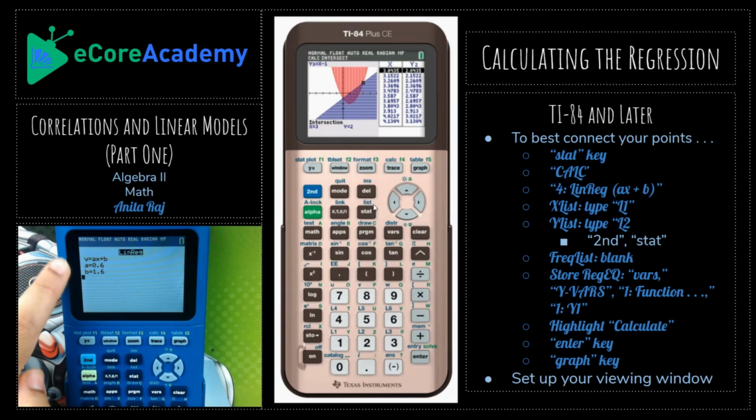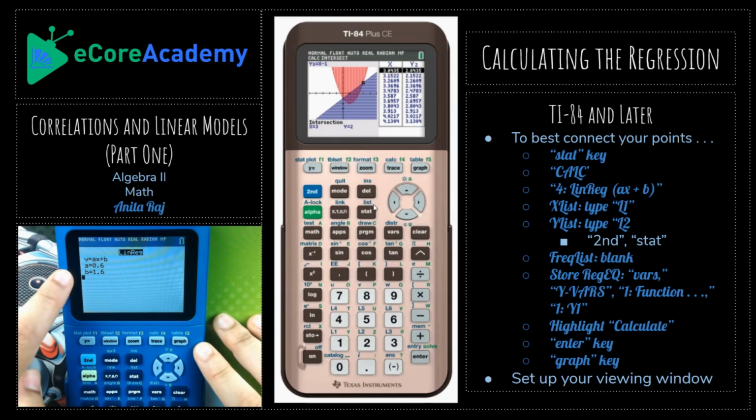And now this is your linear regression. A is your slope, which is m, and B is your y-intercept, which is b, like a normal linear equation. So the line of best fit, the linear equation, would be y equals 0.6x plus 1.6. So that's how you would read this.